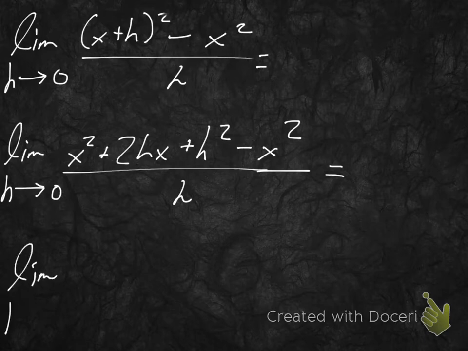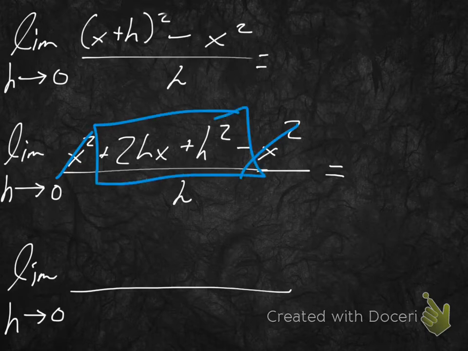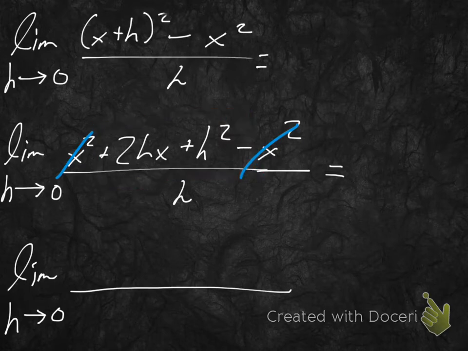Now let's keep working here. We're going to have the limit as h approaches 0 of x squared plus 2hx plus h squared minus x squared, all of this over h. Well, can we not just simplify this to 2hx plus h squared? Yeah, I think we can. And here's why. We've got an x squared here, and we have a negative x squared here. Well, it just cancels out, doesn't it? So now we're just left with this portion. So we have 2hx plus h squared, all of this just over h.